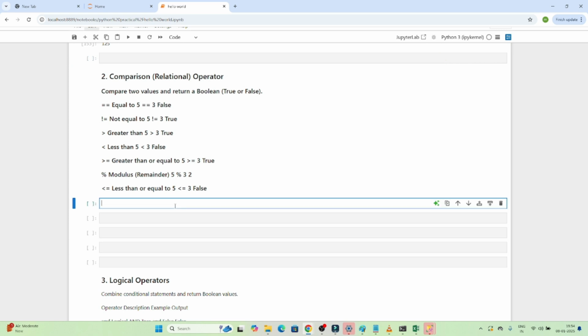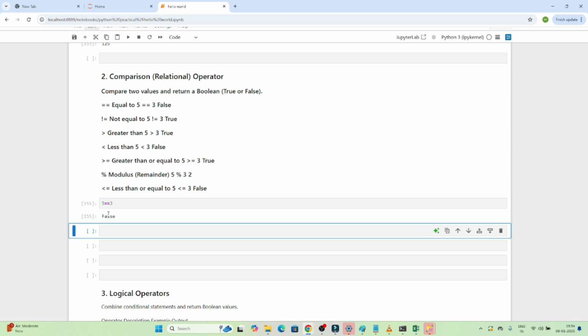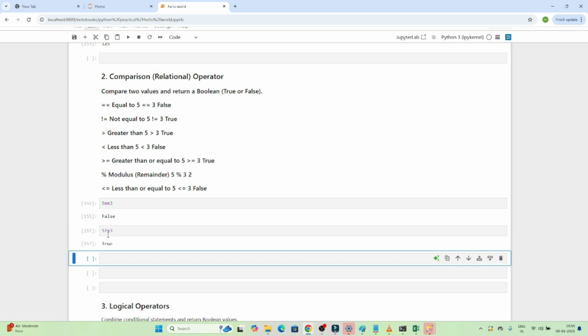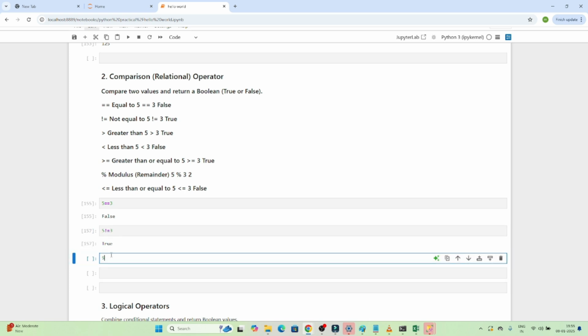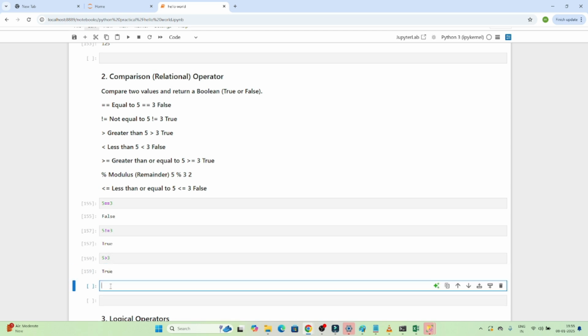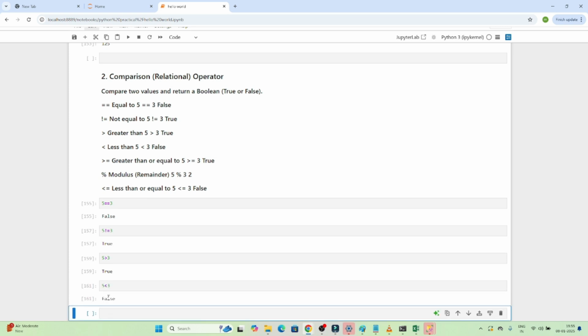Now let's discuss the second one, the comparison operator. Suppose you want to find out whether 5 is equal to 3 or not. If I execute, I will get false because 5 is not equal to 3, right? Now if I write 5 is not equal to 3, you can see it is true, right? Now if you want to know whether 5 is greater than 3 or not, yes, 5 is greater than 3, so we are getting true. Now if you have to find out 5 is less than 3, then you can see we are getting output false. Like that we have a few relational operators.